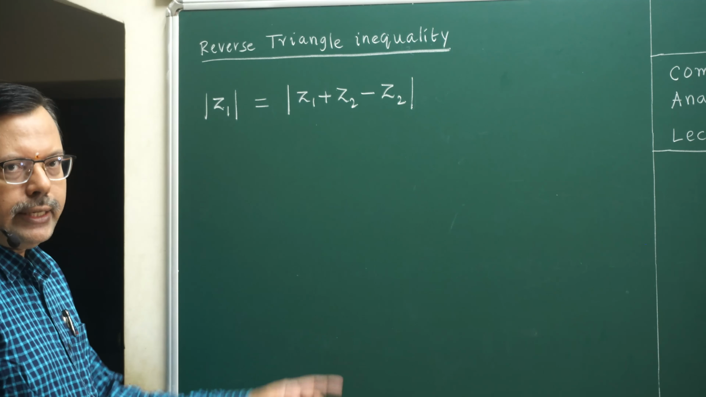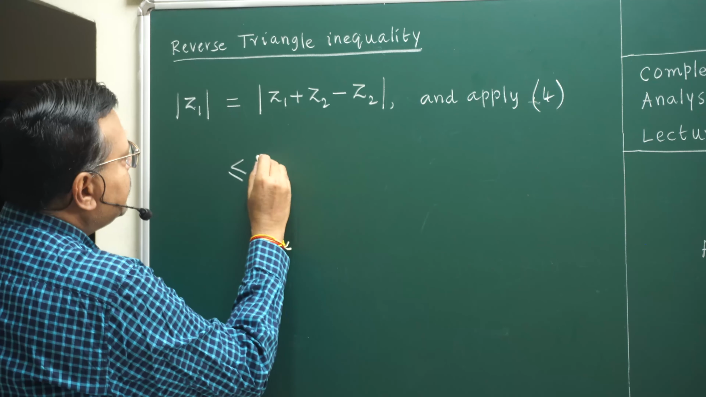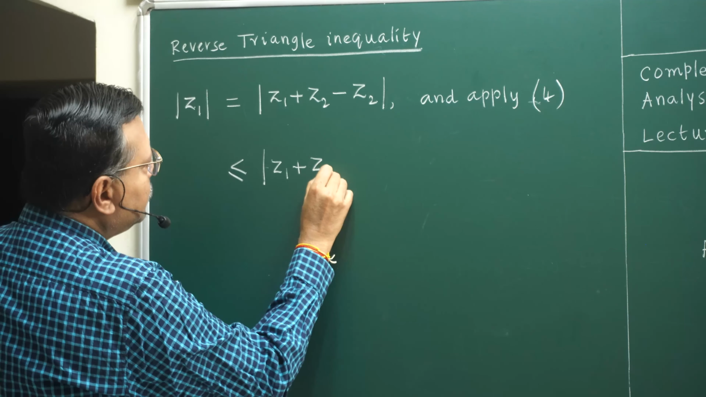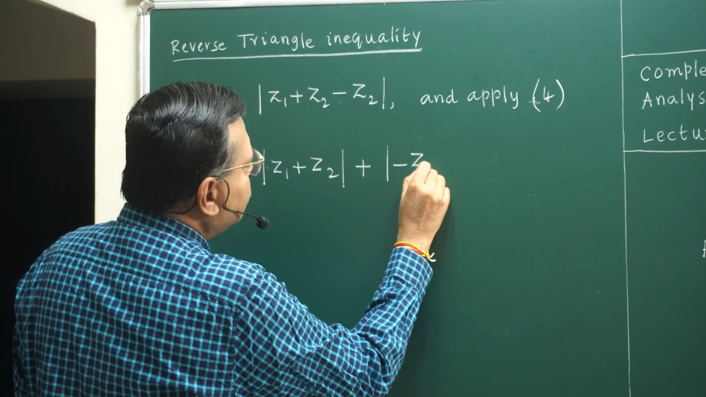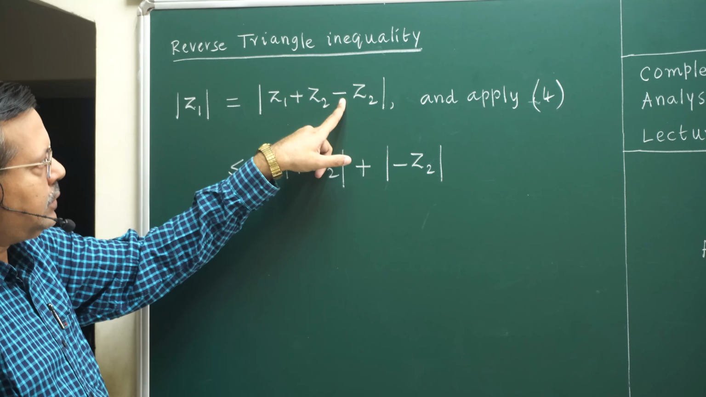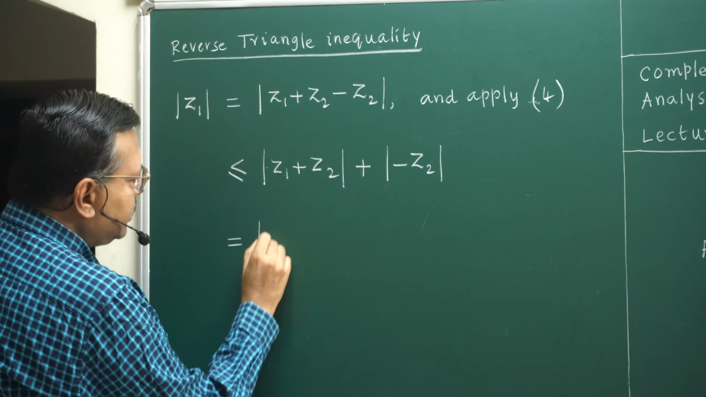First you write this and apply equation 4, which is nothing but the triangle inequality. Then this equality will become less than or equal to. These are two complex numbers, so I can write modulus of z1 plus z2, and then plus modulus of minus z2. Right? z1 plus z2 is a complex number, and minus z2 is a separate complex number, so I can write plus of minus. The modulus of the negative is nothing but the modulus of the positive, so this minus will not do anything. Therefore I will get back mod z2.